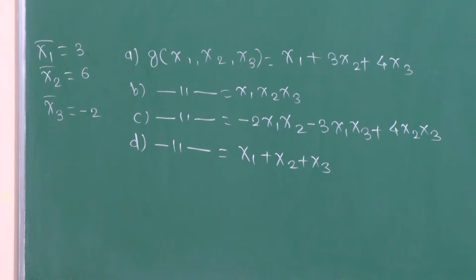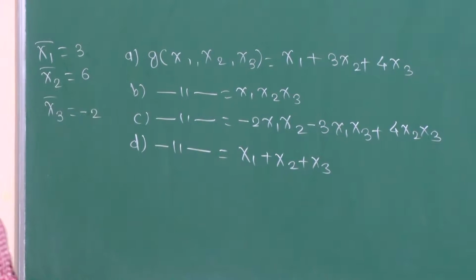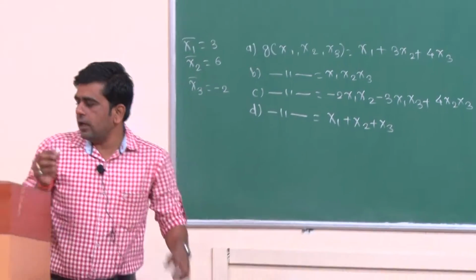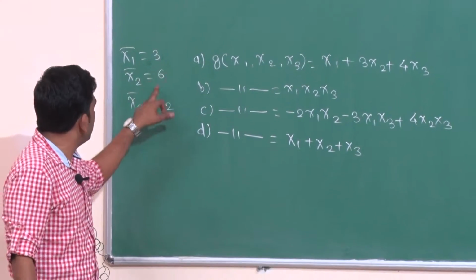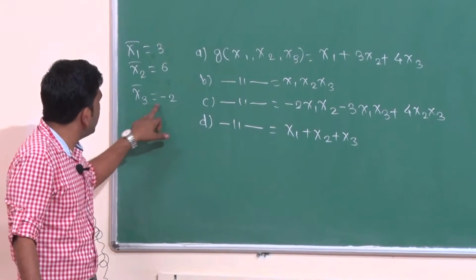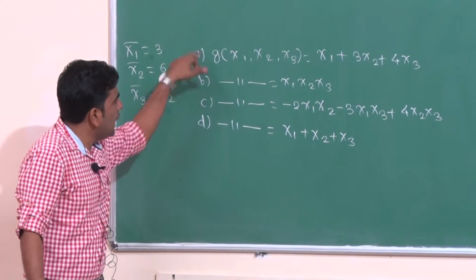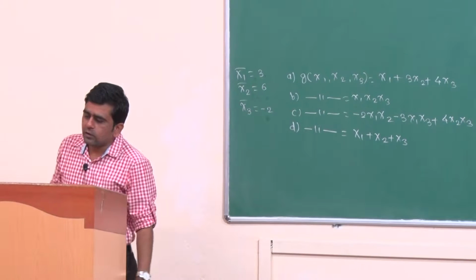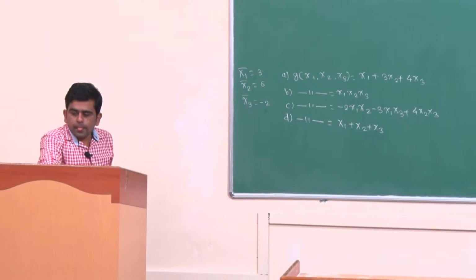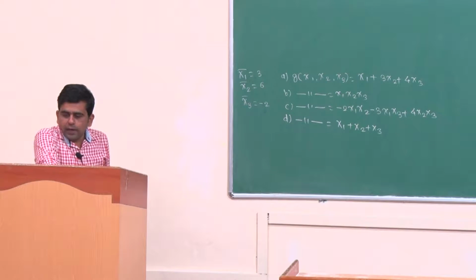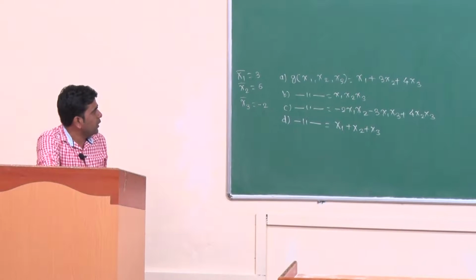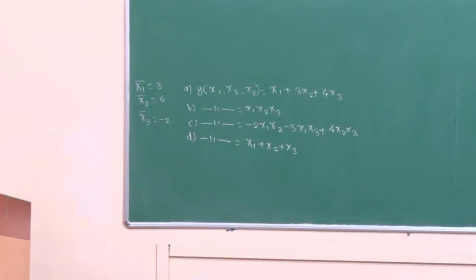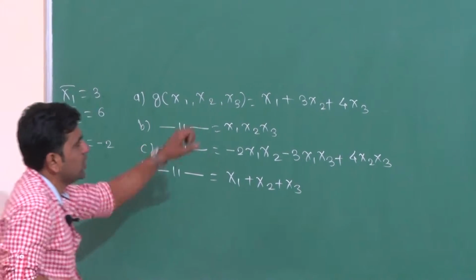So in this problem they are given x1, x2 and x3. These are the three statistical independent random variables. They are having the mean value, that is expected value of x1 is equal to 3, x2 is 6, for x3 is equal to -2. We have to calculate the mean value for these four cases. Find out the mean values for first one, g of x1, x2, x3 that is equal to x1 plus 3x2 plus 4x3.